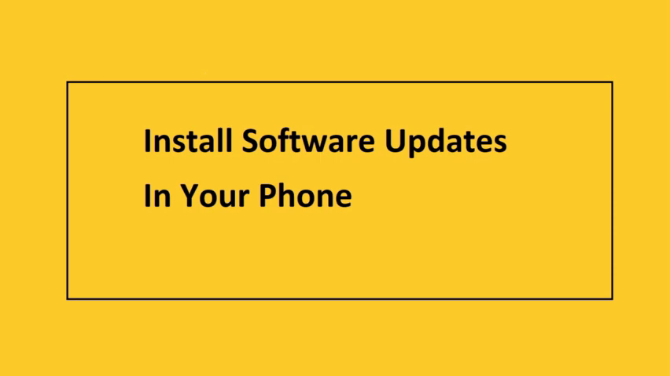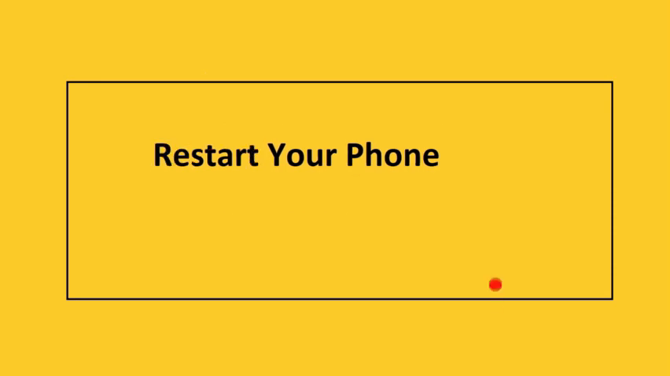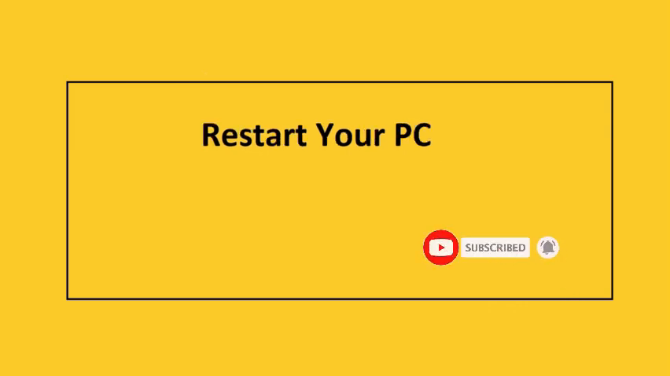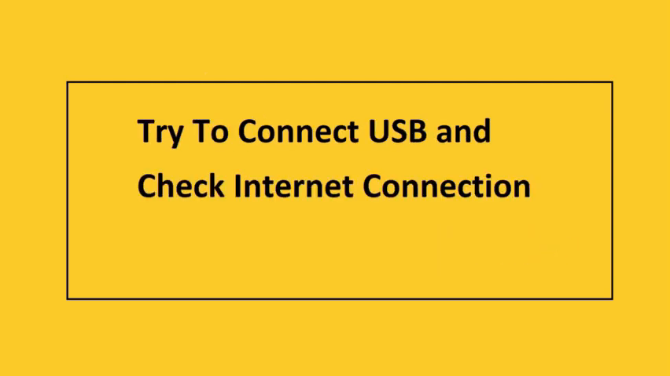After that, make sure to install the software updates in your phone, update it to the latest version, and restart your phone. After doing all these steps, also restart your PC. Restart both the devices and try to connect USB and check the internet connection.